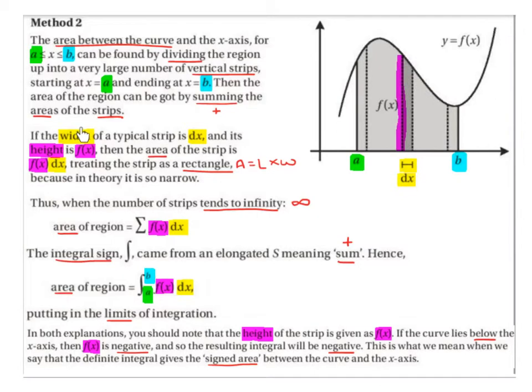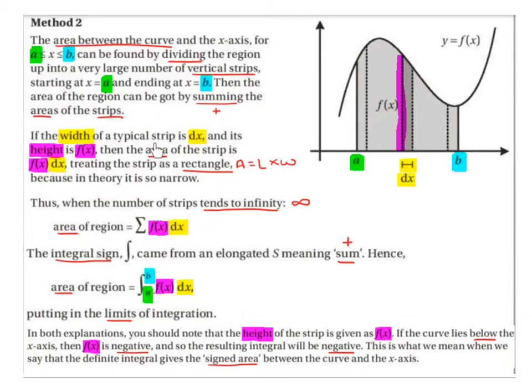The width of a typical strip is dx. For example, let's call this grey strip in the middle one strip, and the width of it we're going to call dx. Its height is f of x. So the height of one of these strips is f of x. It's like the length and the width, or the height and the base, whatever way you want to call it.